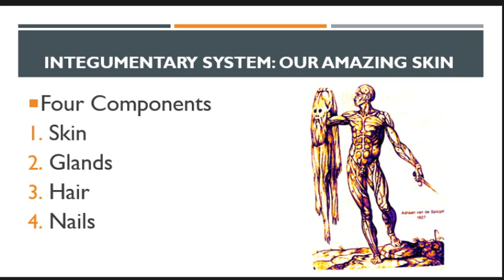Okay. All right, so the skin is called the integumentary system. That's the big word for skin. But it also includes a few other things: skin, glands, hair, and nails. All right, so we're going to go through each one of these and talk about the similarities, differences, that kind of thing that's going on with these.